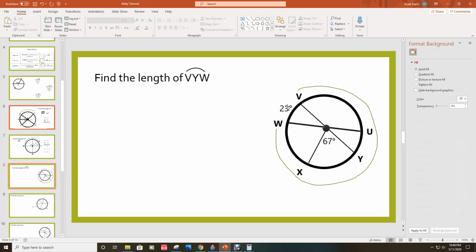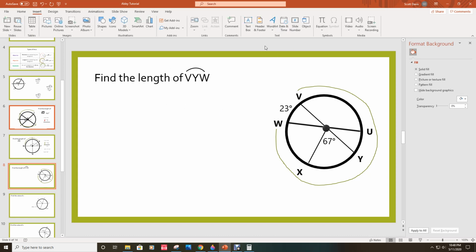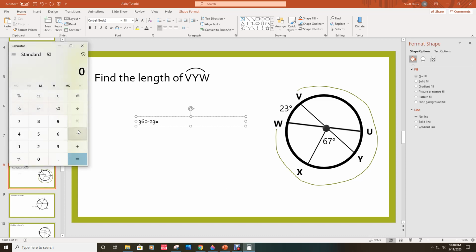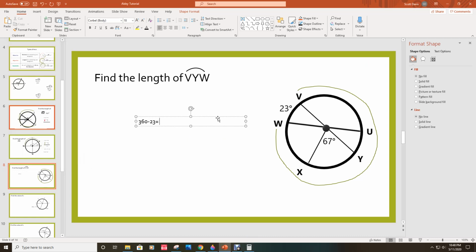And if you notice, look at that right here. It already gave us this arc length right here of 23 degrees. So this seems to be the easiest problem that she has given you. Okay, so we know that our entire circle is going to be how many? 360 degrees. So we're going to do 360 degrees minus 23 equals 337 degrees.